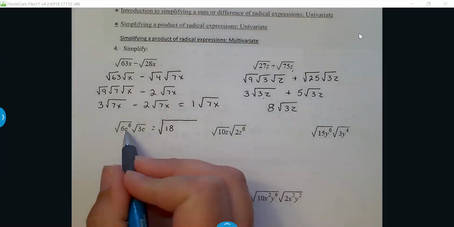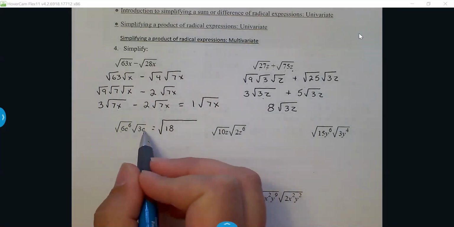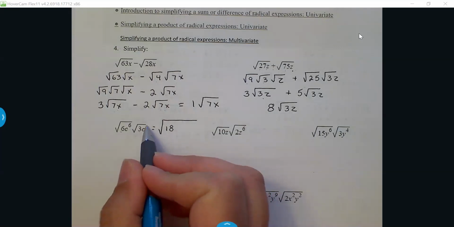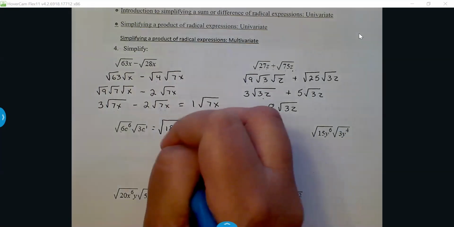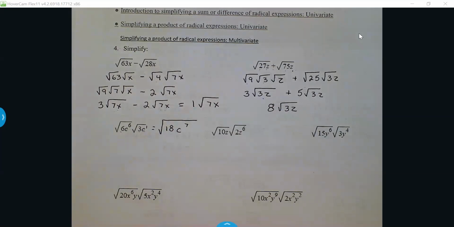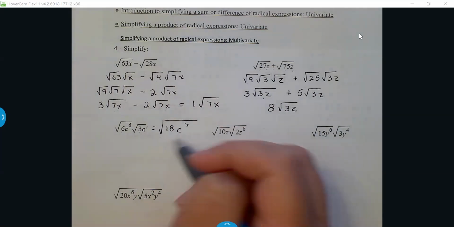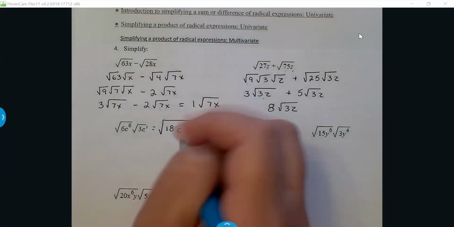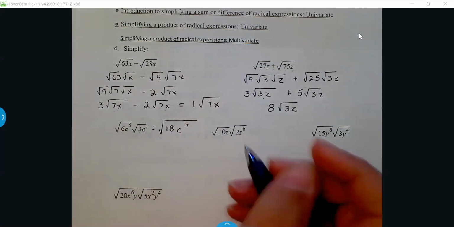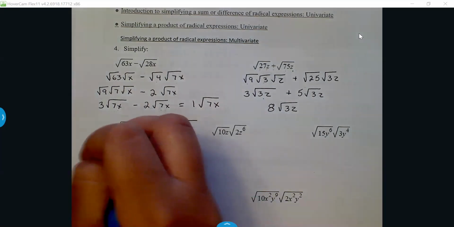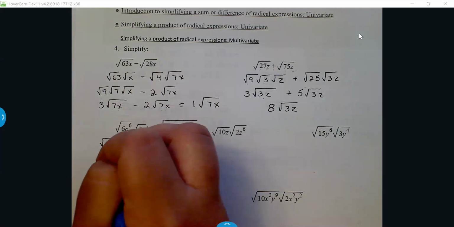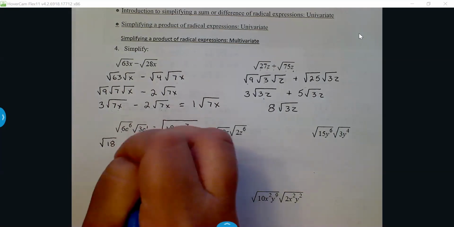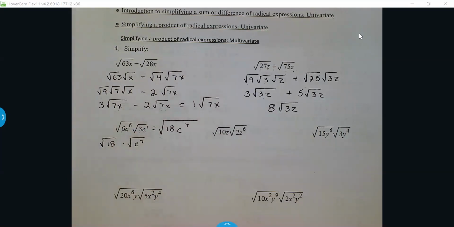Then I have c to the 6th times c. This would really be c to the 1st, so this would be c to the 7th. So now I have to simplify this as much as I can. So I'm going to deal with the 18 separate from the c to the 7th. So I'm going to make this the square root of 18 times the square root of c to the 7th, because I have to treat both of them a little bit differently.